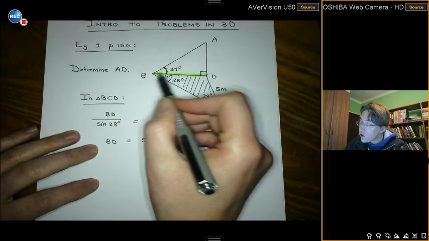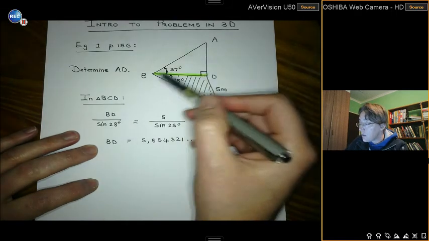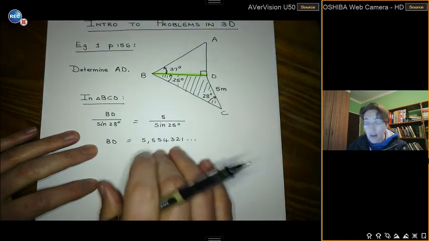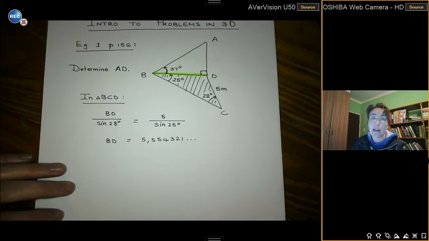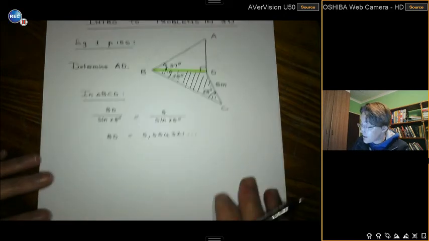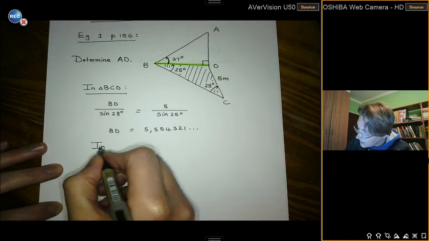BD was just the overlapping side so that I can move into the vertical plane. In other words, so I can move to this triangle. So you're not allowed to round off yet. And that is why I stored the full value in my calculator so I can use it in the next calculation. But now I'm moving to another triangle. So I clearly state in triangle ABD.